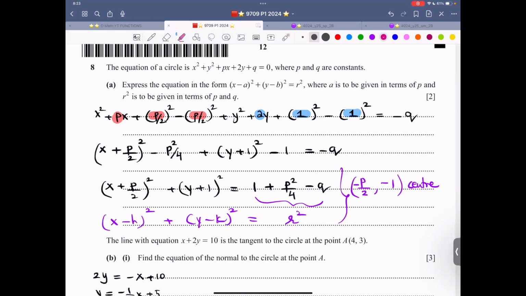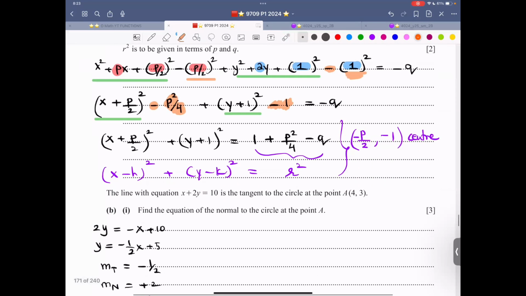Rewrite the first 3 terms as a perfect square. These are the first 3 terms. Rewrite this thing as a perfect square. Now over here, this orange one is this one, and this minus, and this one is this one. And this Q was already shifted to this side. Now transfer this to the other side, transfer this to the other side.